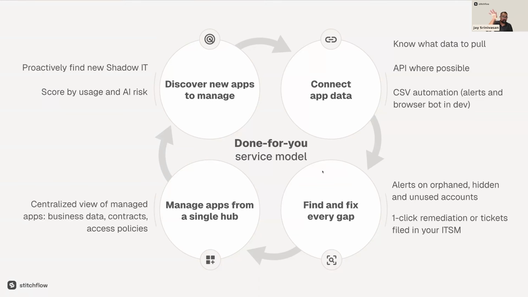And Stitchflow is also helping you proactively find new apps to manage by scanning for shadow IT and then scoring new applications in your environment for usage as well as AI risk. So the idea here is, as a whole, we're finding everything that you need to be managing. We're making sure the data is up to date for each of those things. If there's any gap, you're alerted on it and you're fixing it. And you have a central hub where you're viewing all of your data. This is Stitchflow in a nutshell.